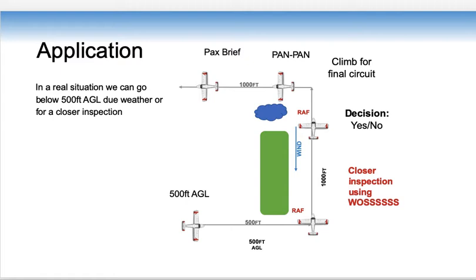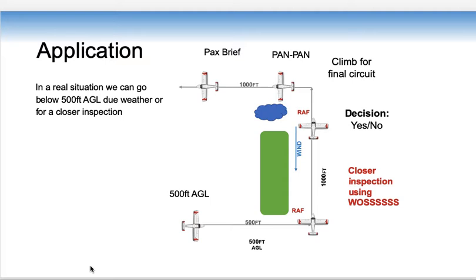In a real situation, we can go below 500 feet due to weather or for a closer inspection. But for our lesson, we'll only do two passes at 500 feet. So 500 feet AGL is about 800, 900 feet in the training area. You use 900 feet as a margin. And you can do reference point airspeed field.